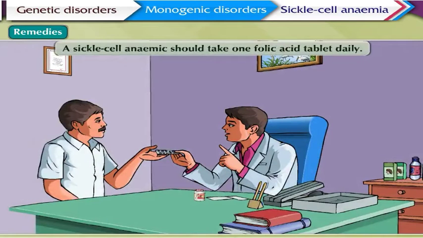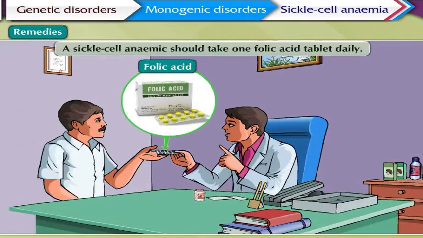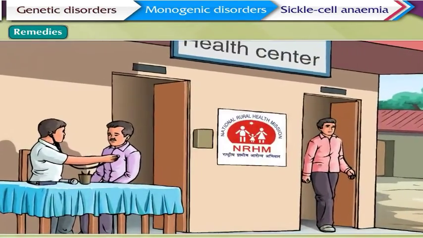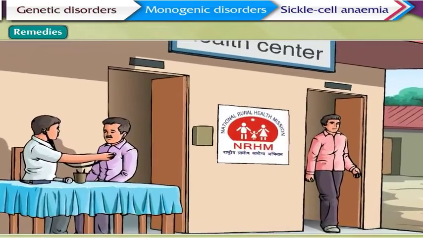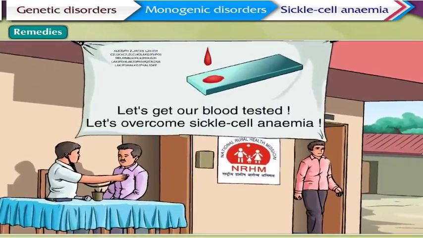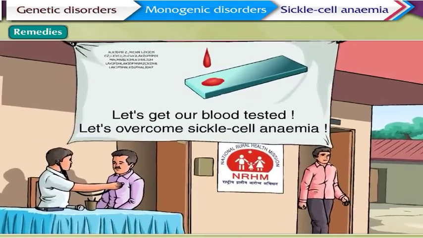A sickle cell anemic should take 1 folic acid tablet daily. In order to prevent sickle cell anemia, we should all follow this. Let's get our blood tested. Let's overcome sickle cell anemia.